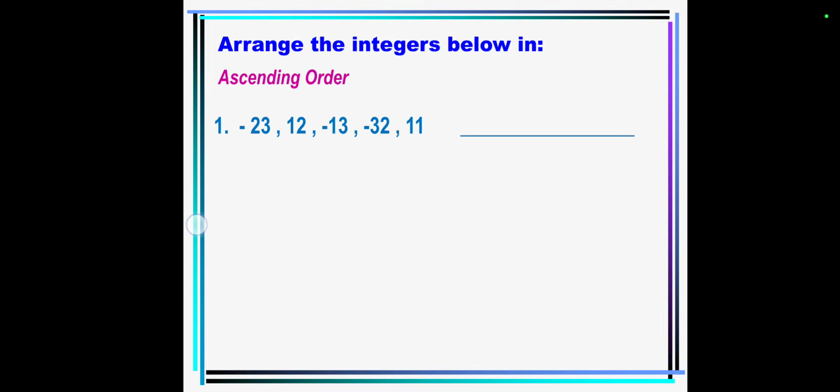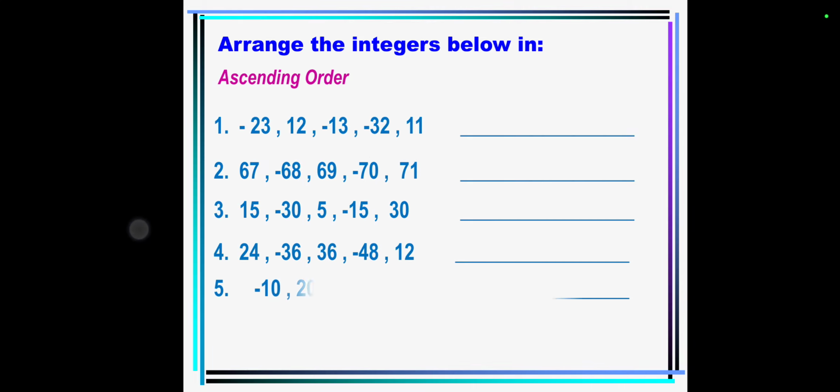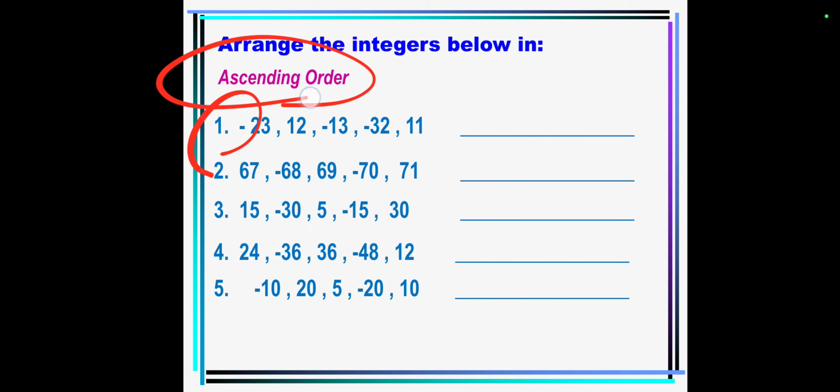How about arranging the integers below? What could be the possible answer? I will only give one example on this and we will do the rest in the face-to-face. For example, this one: negative 23, 12, negative 30, negative 32, and 11. What do you mean by ascending order? That means increasing, from least to greatest. How about descending? When we say descending, it's decreasing, from greatest to least. This time we focus on ascending.